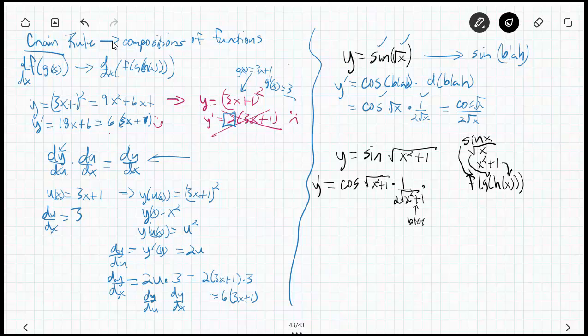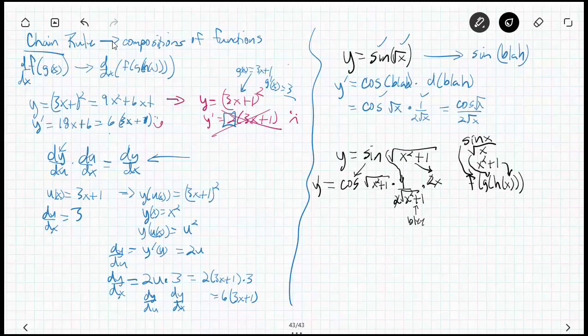And the derivative of our blee is 2x. Now, how many derivatives did I take? I took the derivative of sine, which gave me the cos. I took the derivative of the square root, which gave me the 1 over 2 root. And then I took the derivative of the x squared plus 1, which gave me the 2x. And then, of course, as always, we would clean it up.